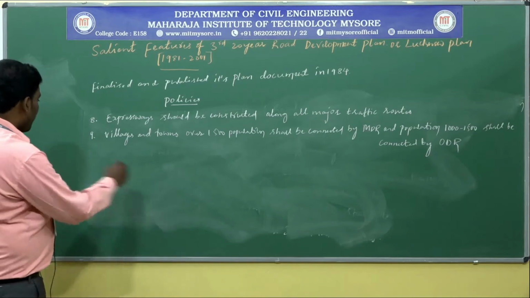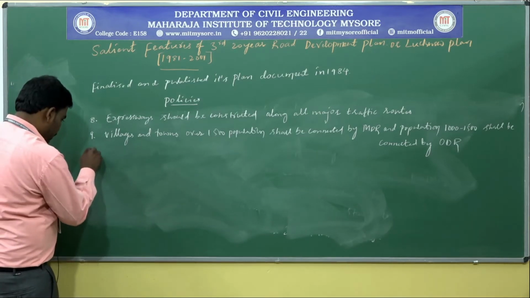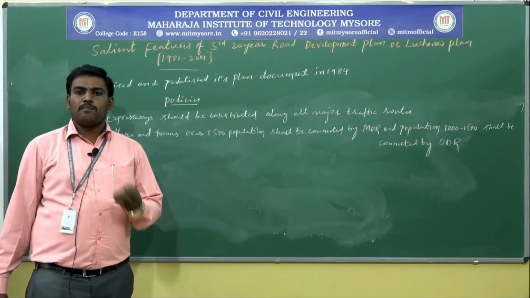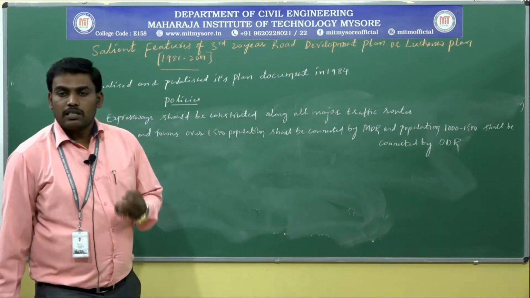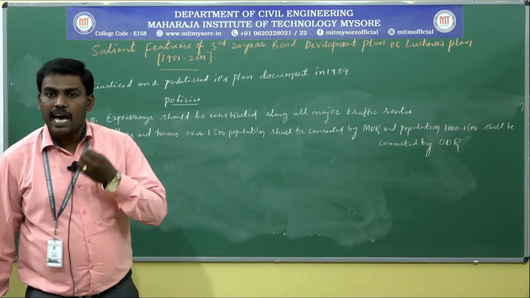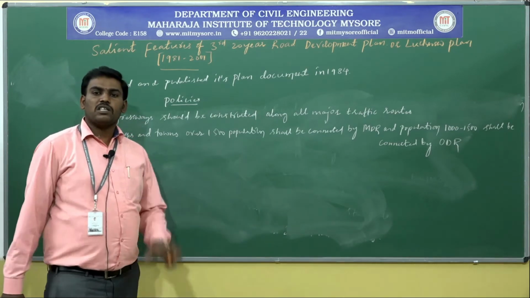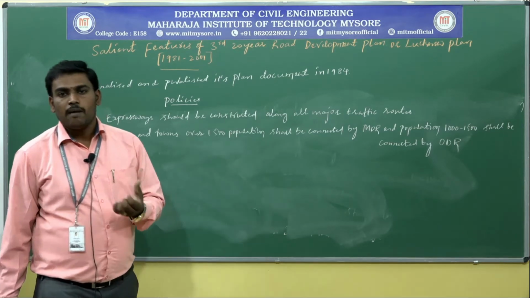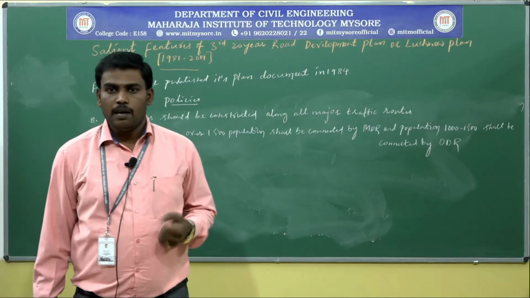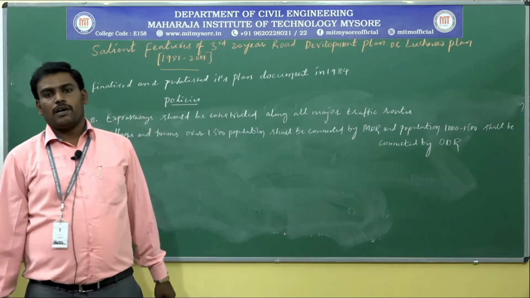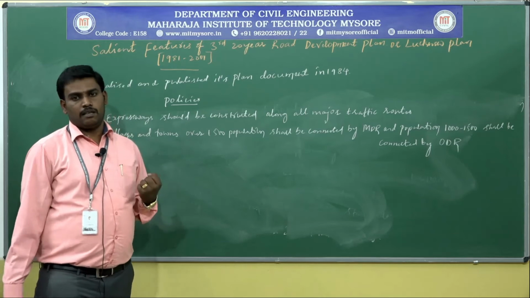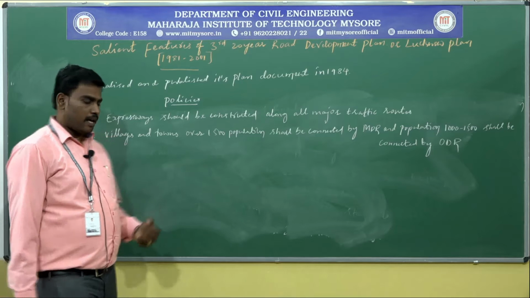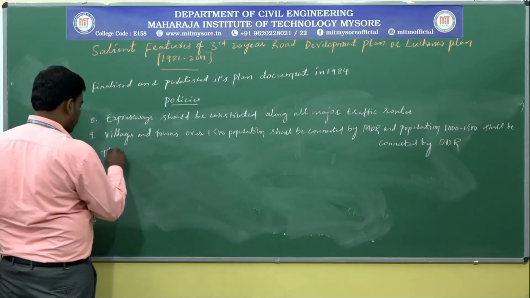Okay, and the 10th one: a long-term master plan should be prepared at taluk, district, state and national levels, and the planning is finalized based on the best service to the population. Based on the best service to the population, we are going to finalize the master plan, that is the long-term master plan.